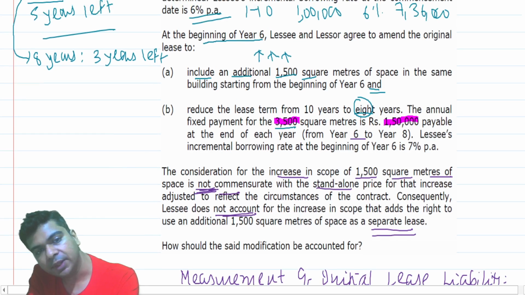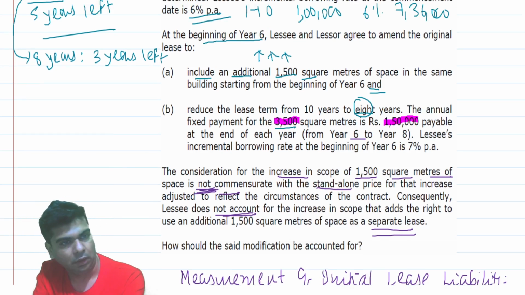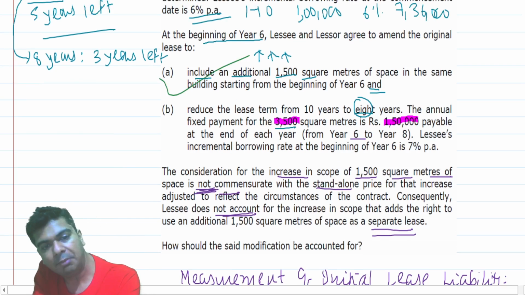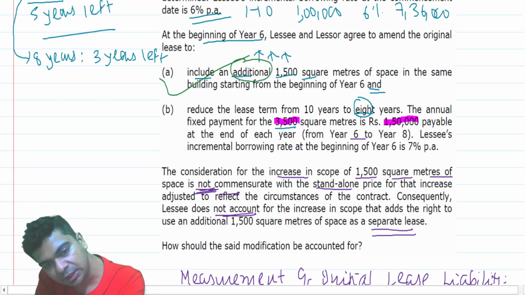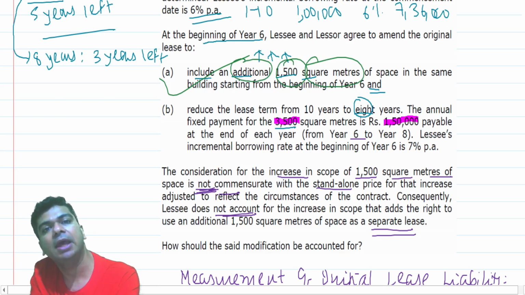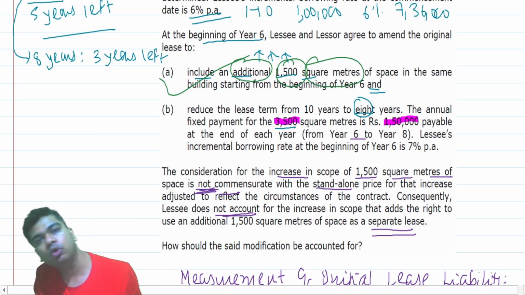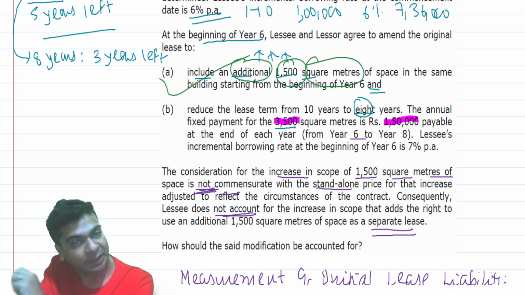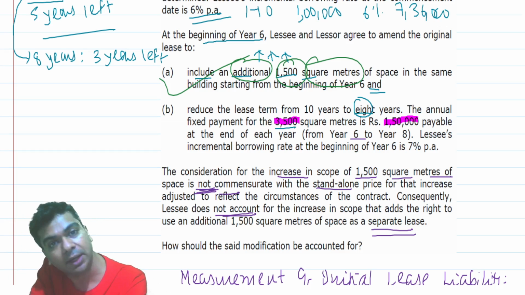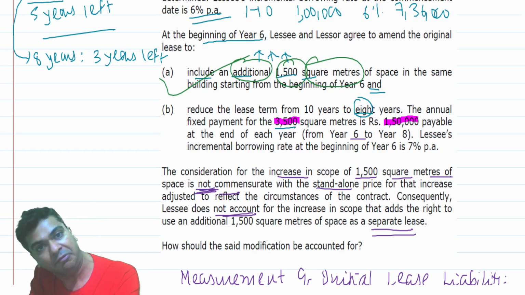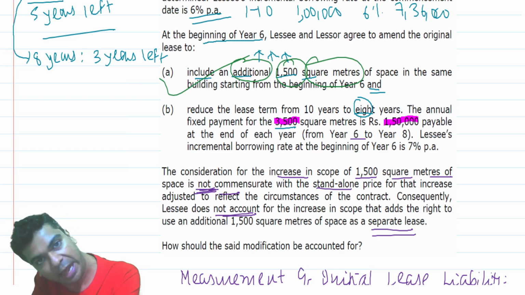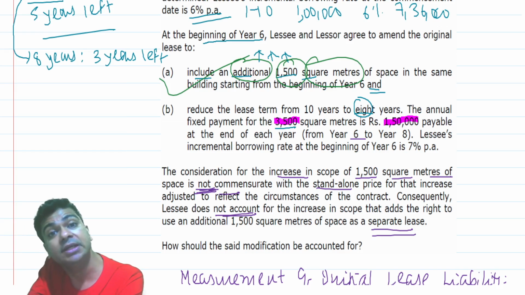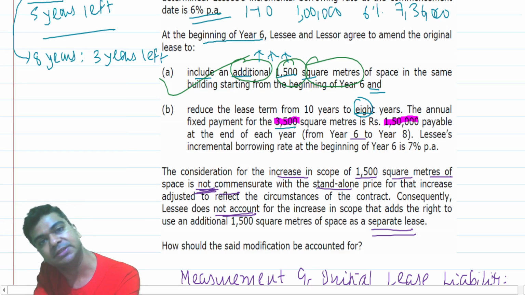Now understand one thing. You have taken care of part A. Part A was additional 1500 square meters. We have taken care of it. Now we don't have to worry about this additional 1500 square meters. Additional 1500 square meters has increased our lease liability by 1,31,200, which we have already adjusted through the ROU asset. So the effect of the first modification, which was increasing the scope of the lease, is already considered.